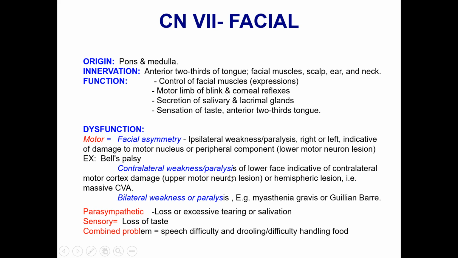If there is contralateral weakness or paralysis of the facial nerve associated with stroke, usually the lower face is involved, and in this situation upper motor neuron lesions are most common, like strokes. I will later discuss this concept. If parasympathetic components are involved, it may cause loss or excessive tearing or salivation. Again, special sensory loss will lead to loss of taste. Combined problems can lead to speech difficulty and drooling. Usually there is a combined problem.